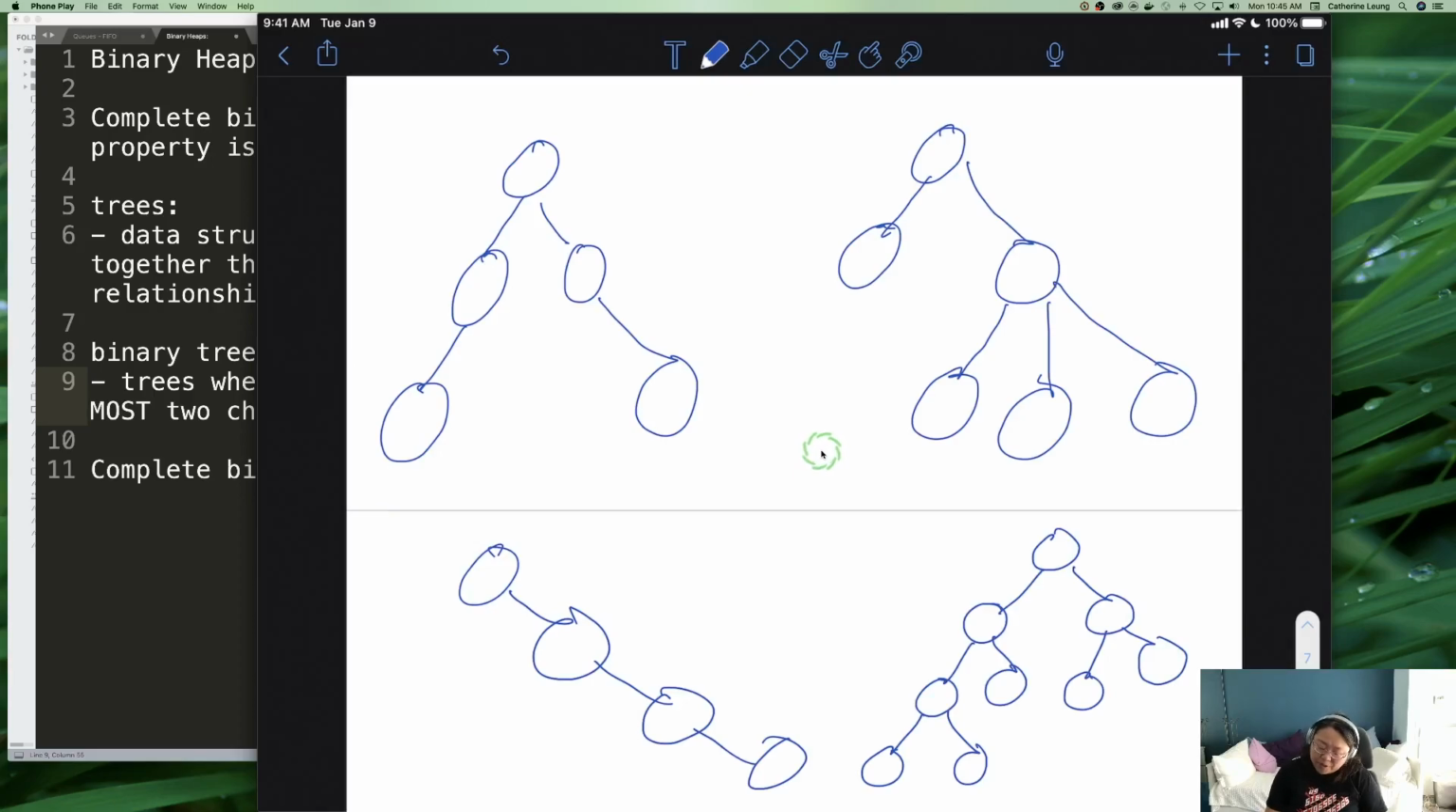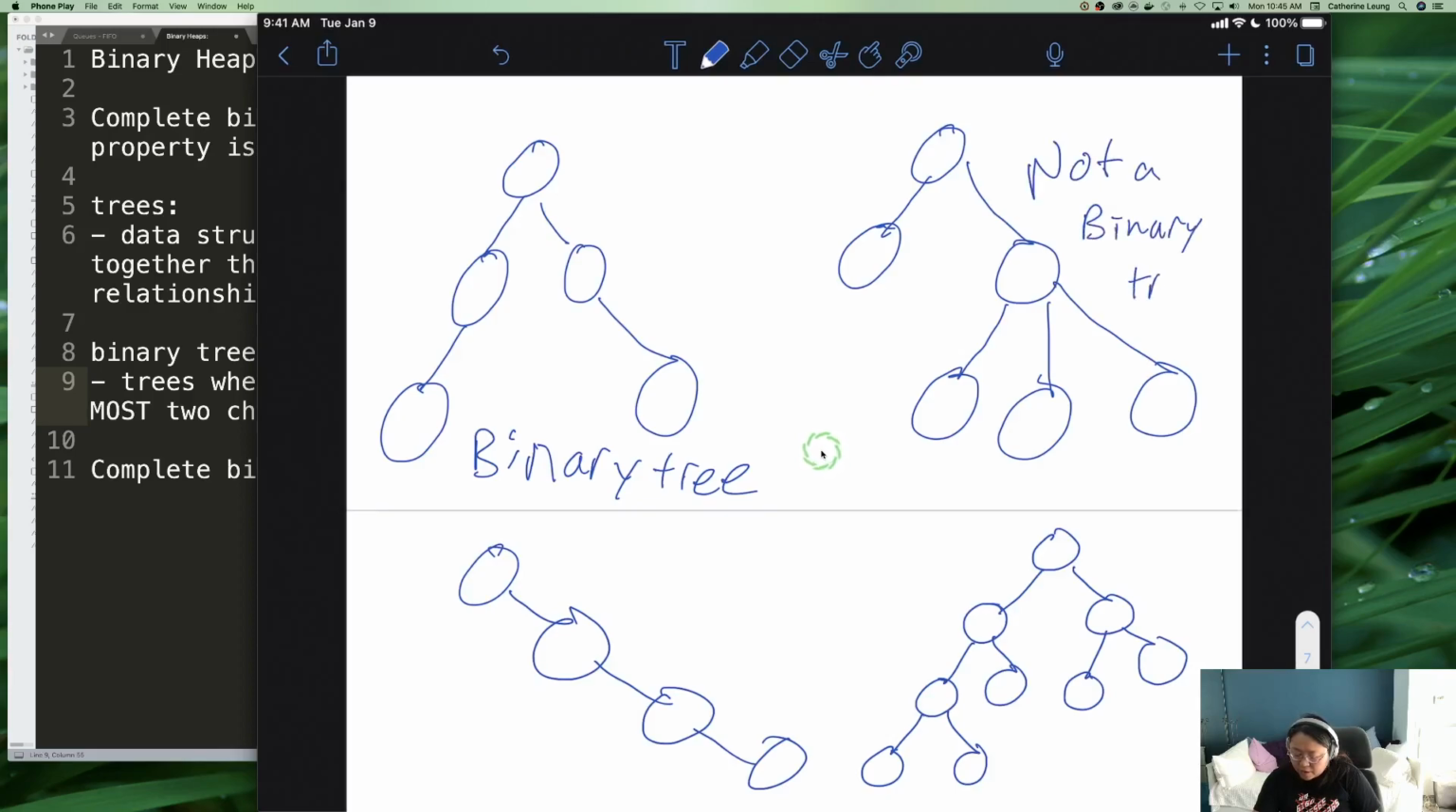Okay, so first picture, this one. This is a binary tree. If I look at every single node, none of these have more than 2 children. So this is a binary tree. What about the second one? This is not a binary tree because this node right here has 3 children. So it's not a binary tree because there are 3 children on that node.